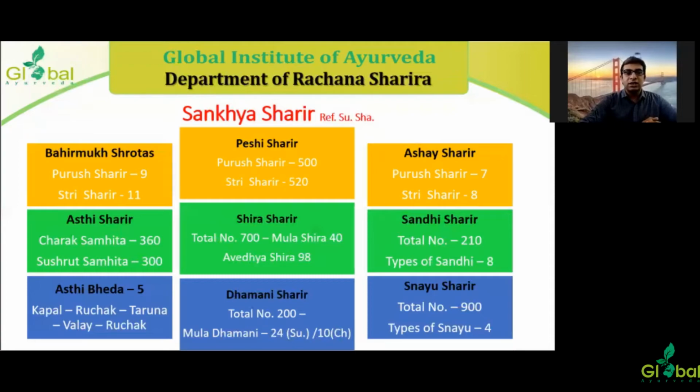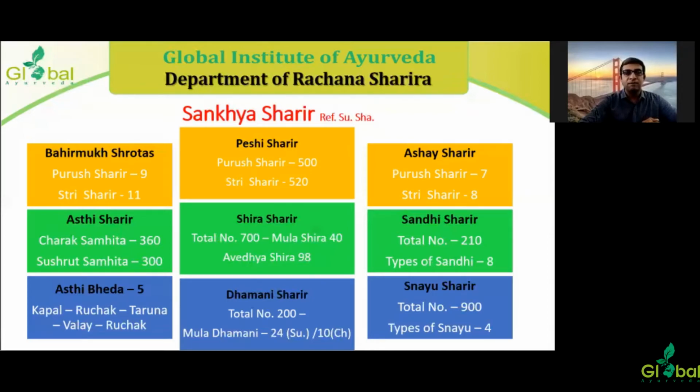Shira Sharira. As per Ayurvedic anatomy of the Shira Sharira, there are a total of 700 Shira in the body. Among them, 440 are Mul Shira, and among them, 98 are Avedya Shira. Dhamani Sharira, the number of various kinds of arteries in the body is 200. Among them, 24 are Mul Dhamani as per Acharya Susrut, and as per Acharya Charak, 10 are Mul Dhamani.